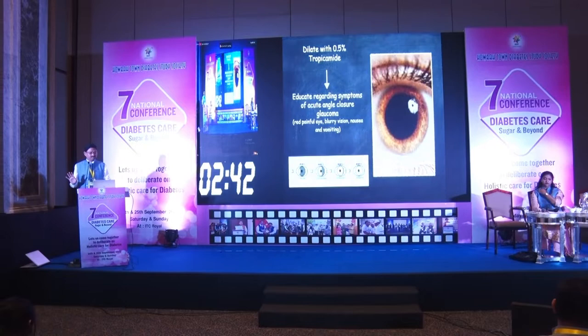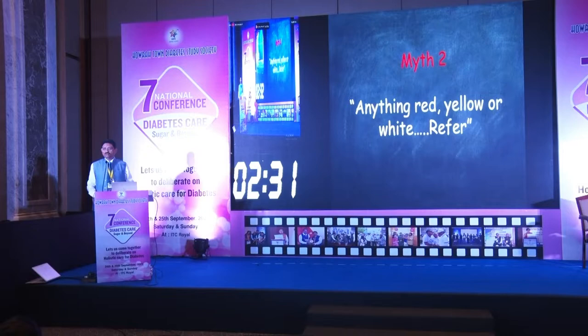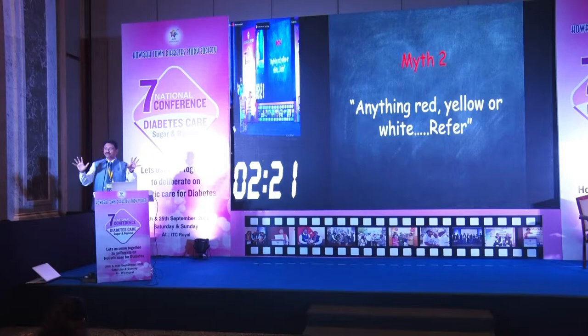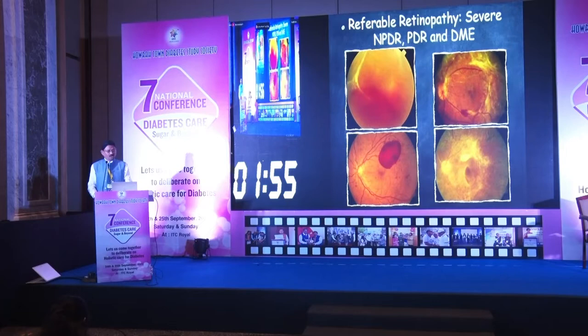So dilate with just a tropicamide, which causes a mild dilatation, it does not go to the central periphery part of it. And myth number two: anything red, yellow, and white, you need to refer. No. The criteria we have given is, if it is a severe form of diabetic retinopathy, then only you can refer. Severe means in all quadrants you have hemorrhages or hard exudates or edema. If you see redness in all quadrants of the eye, then it is the severe form. If it is only in one quadrant, it is mild. If it is more than one quadrant, but not in all four quadrants, it is moderate. This is as simple as that. So up to moderate, you don't need to refer. If you see hemorrhages in all the quadrants, that onwards, the proliferative changes, that you can refer. This is just an example to show you the cases where you should refer, like when you have hemorrhages or multiple tractional retinopathy.